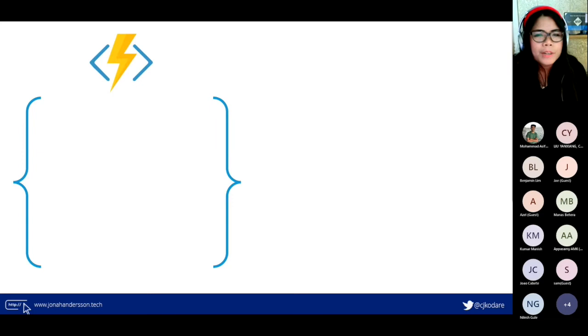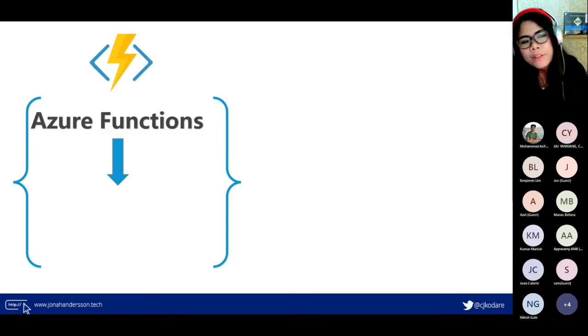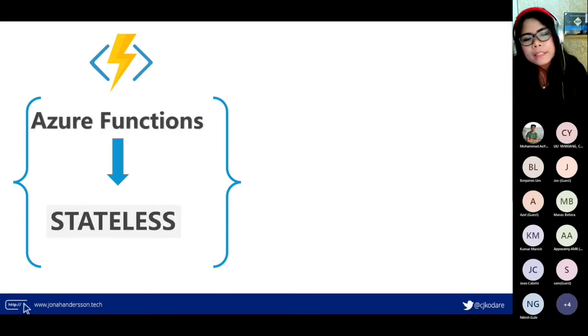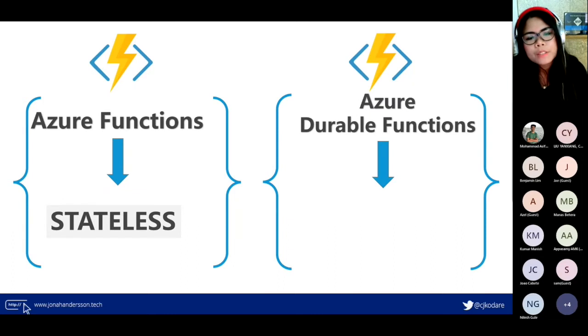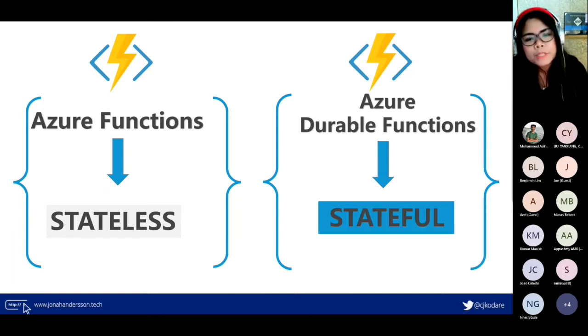So, what's the difference? Azure Functions are stateless, and durable functions are stateful. So for stateful workflows, it's recommended to use durable functions.